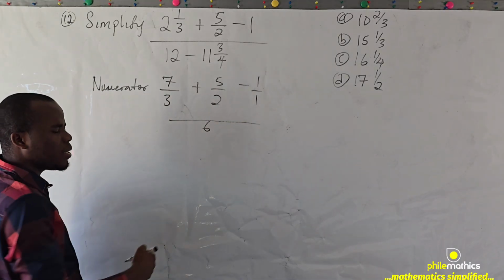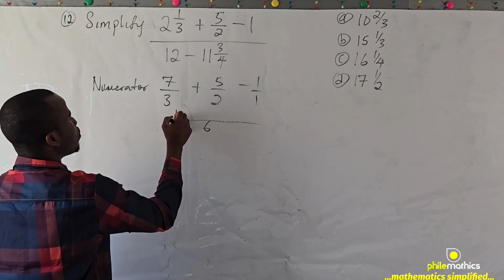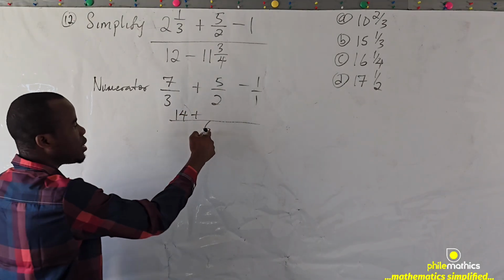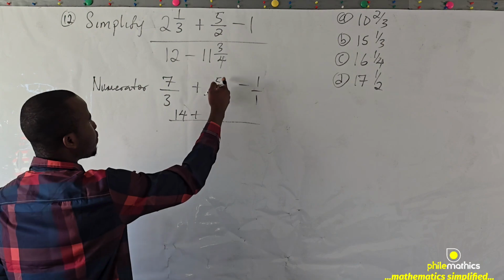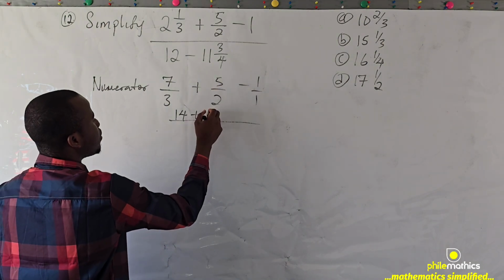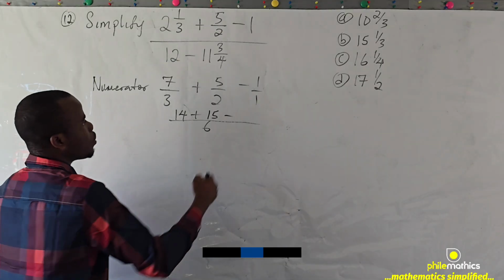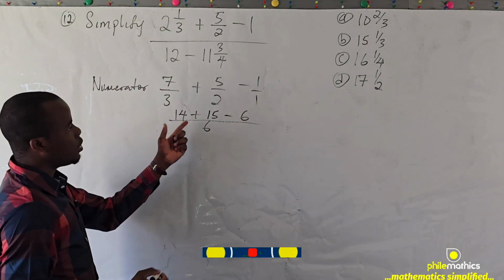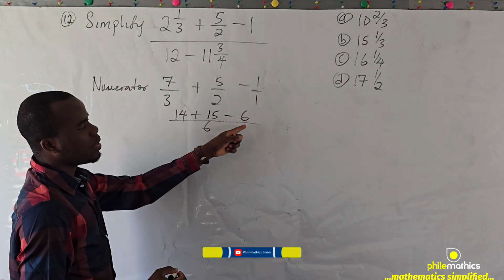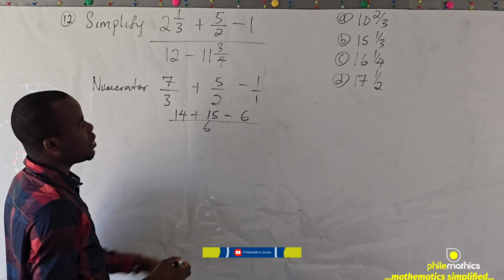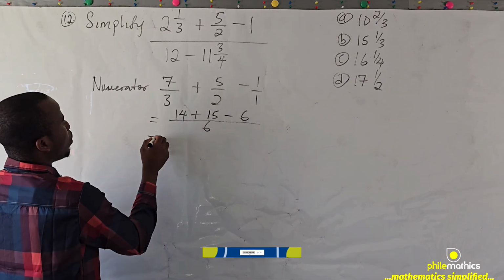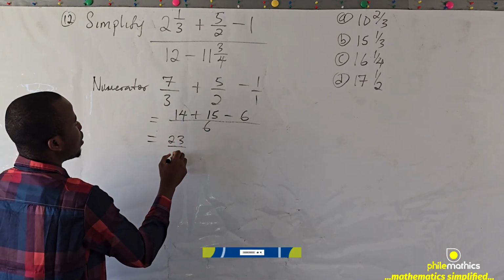3 into 6 is 2 times 7 is 14. 2 into 6 is 3 times 5 is 15. 12 into 6 is 1/2... 1 times 1 is 1. This is 29 minus 6, which is 23. So we have 23 over 6.